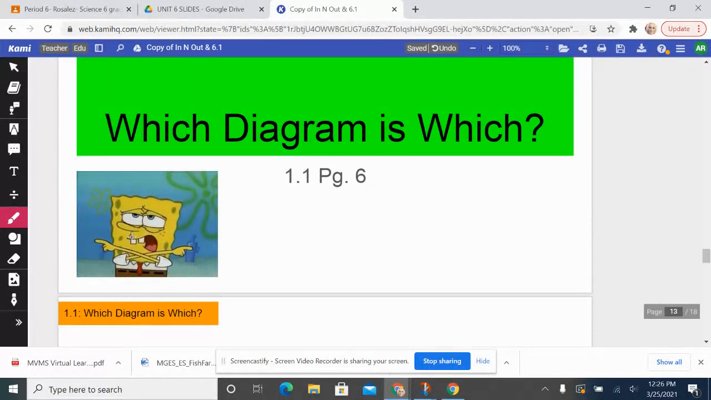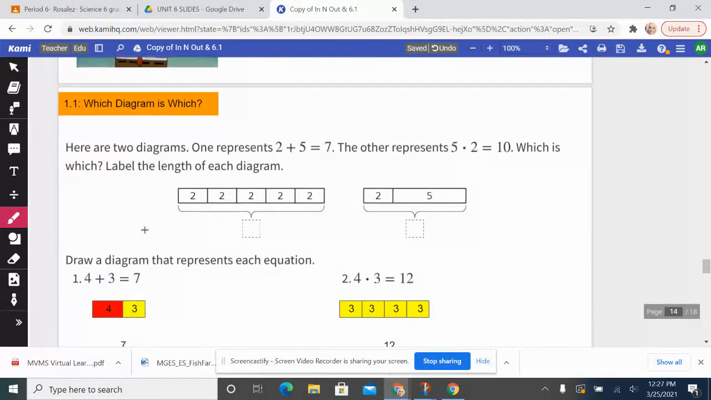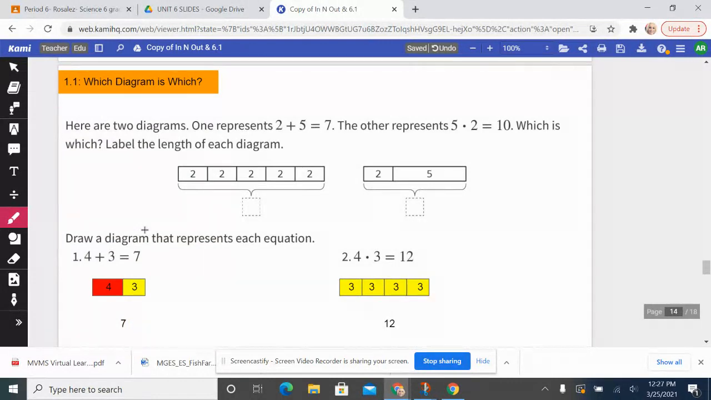So which diagram is which? So you're in your book, and the book that the school gave me does not have page numbers. So we're on section 1, and in the table of contents rather, it says it starts on page 6. You're going to need to find this. It says 1-1, which diagram is which? That's the part that we're doing right now.